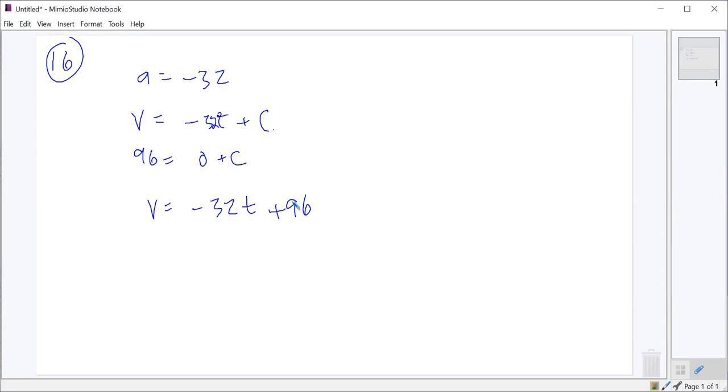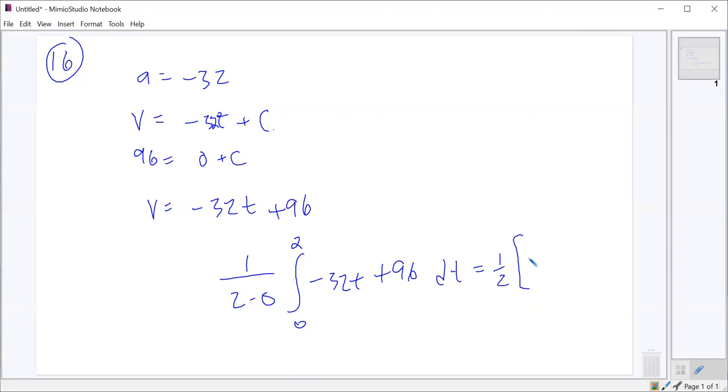And if we want to find the average velocity, this is our velocity function, in the first 2 seconds, it ought to be 1 over 2 minus 0 times the integral from 0 to 2 of negative 32t plus 96 dt. And we'll just integrate that. We got a 1/2 out in front. We got a negative 16t squared, and we got a 96t from 0 to 2.